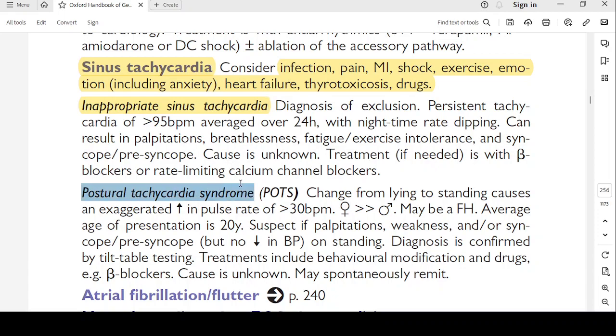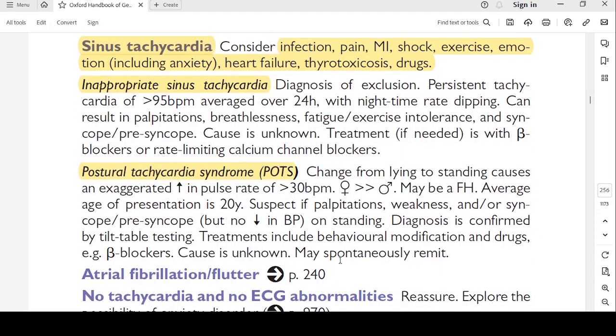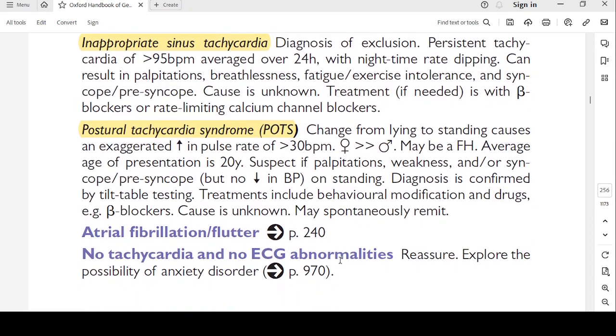Postural tachycardia syndrome, or POTS. Change from lying to standing causes an exaggerated increase in pulse rate of more than 30 beats per minute. It is more common in females than males, and there may be a family history. Average age of presentation is 20 years. Suspect it if palpitations, weakness, syncope or presyncope are present, but there is no decrease in BP on standing.